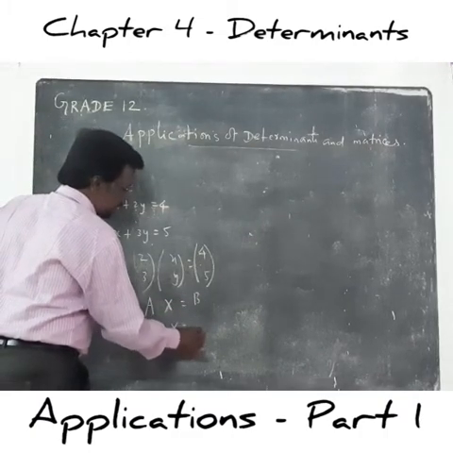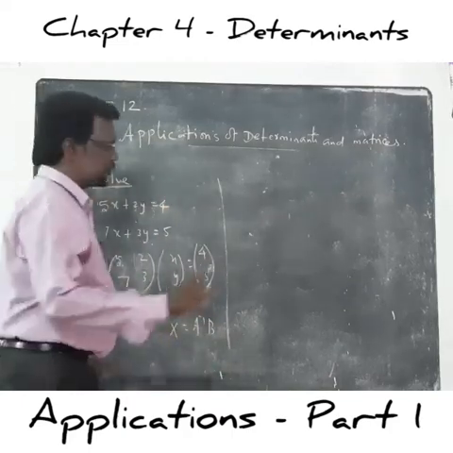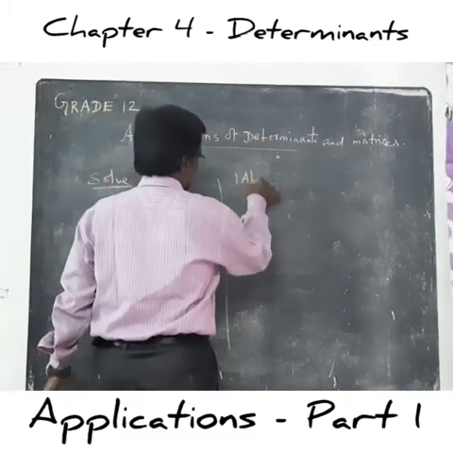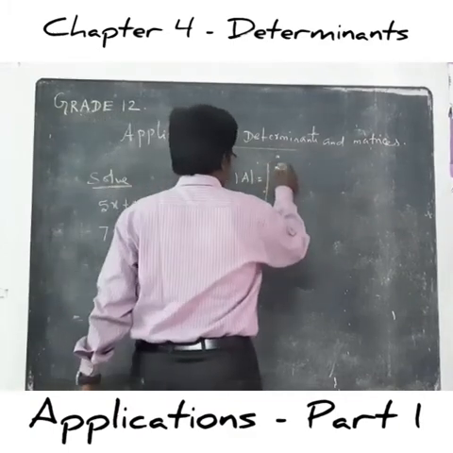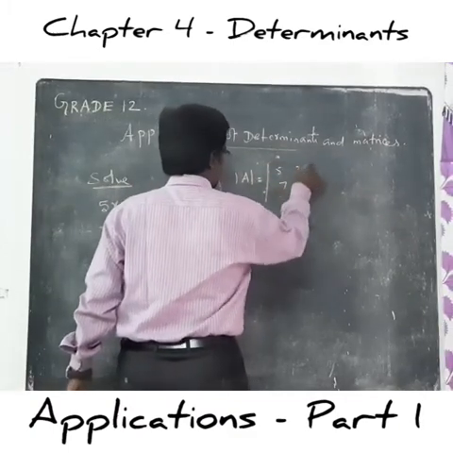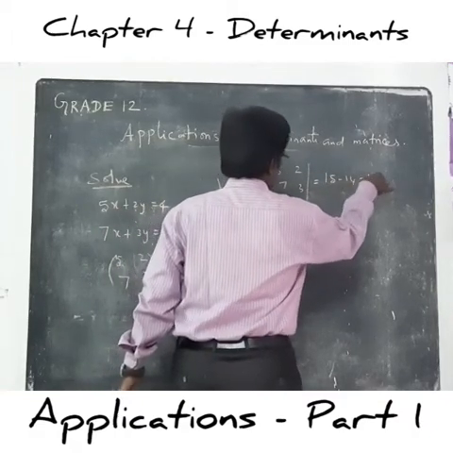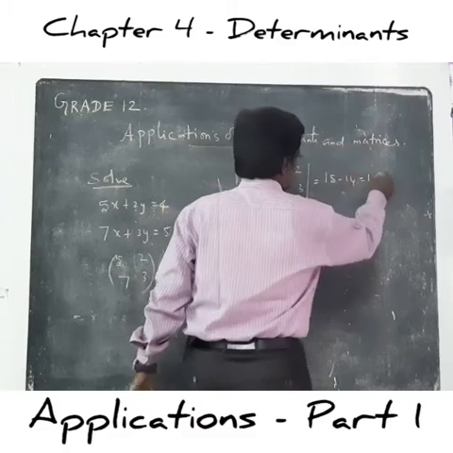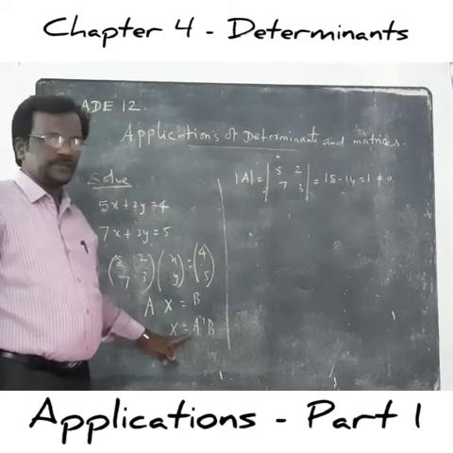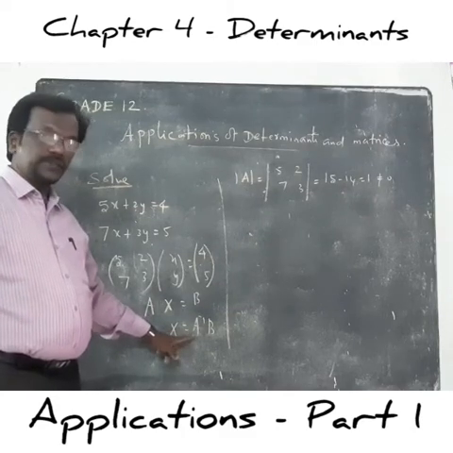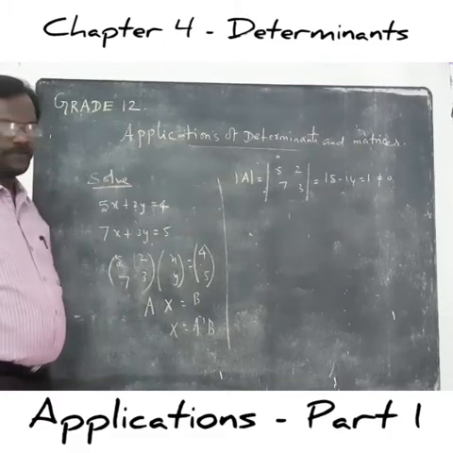We already discussed that X is equal to A inverse into B. So before finding A inverse, you should find the determinant value of A. What is the determinant value of A? It is equal to 15 minus 14, which is equal to 1. Don't forget it is not equal to 0. If it is equal to 0, we cannot find A inverse using the matrix form. We have already discussed this. So this determinant value is not equal to 0.